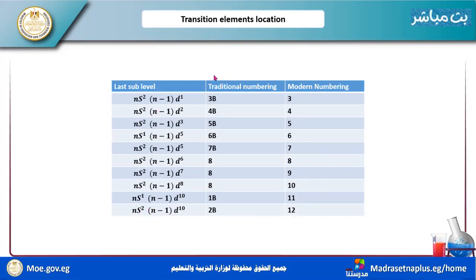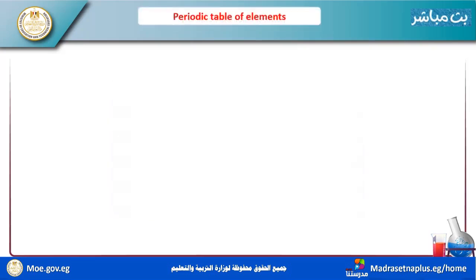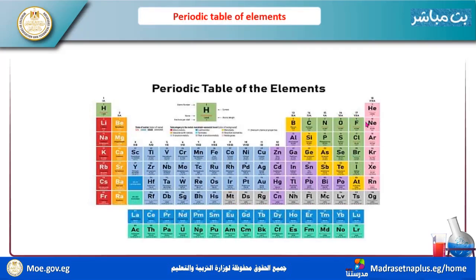Now this is the transition elements, and we have inner transition elements. We can know the number of the period, because f is inserted between s and p. In the periodic table of elements, we can describe these elements here.